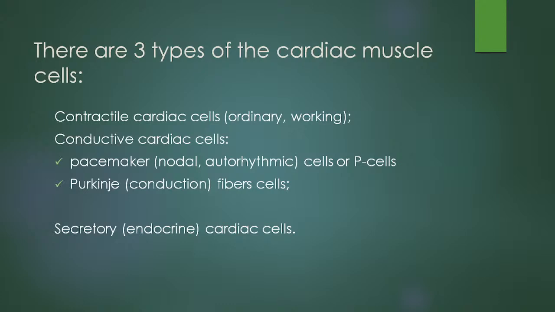The bundles of Purkinje cells travel in the subendocardial layer to the apex of the heart, where they begin giving off side branches that make contact with working cells.